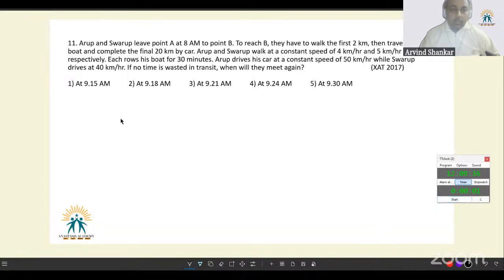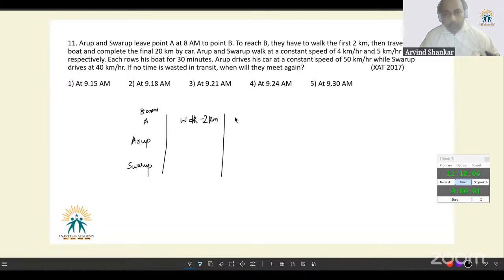Okay, folks. Look at this. Arup and Swaroop leave point A at 8 a.m. to point B. So at 8 a.m., both Arup and Swaroop are at the same spot. To reach B, they have to first walk 2 kilometers. The first part of the journey is walking, and this is 2 kilometers. Then travel 4 kilometers by boat. So boat journey, 4 kilometers. And then the final 20 kilometers by car.